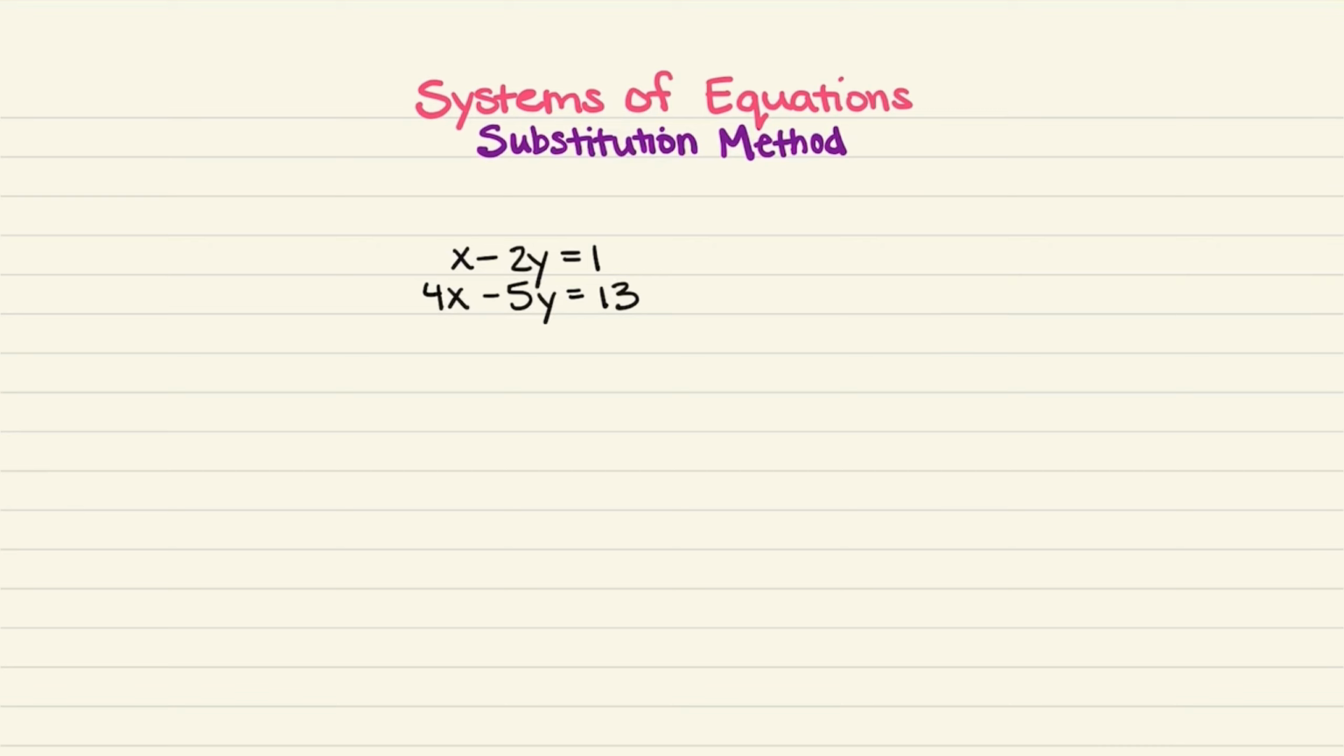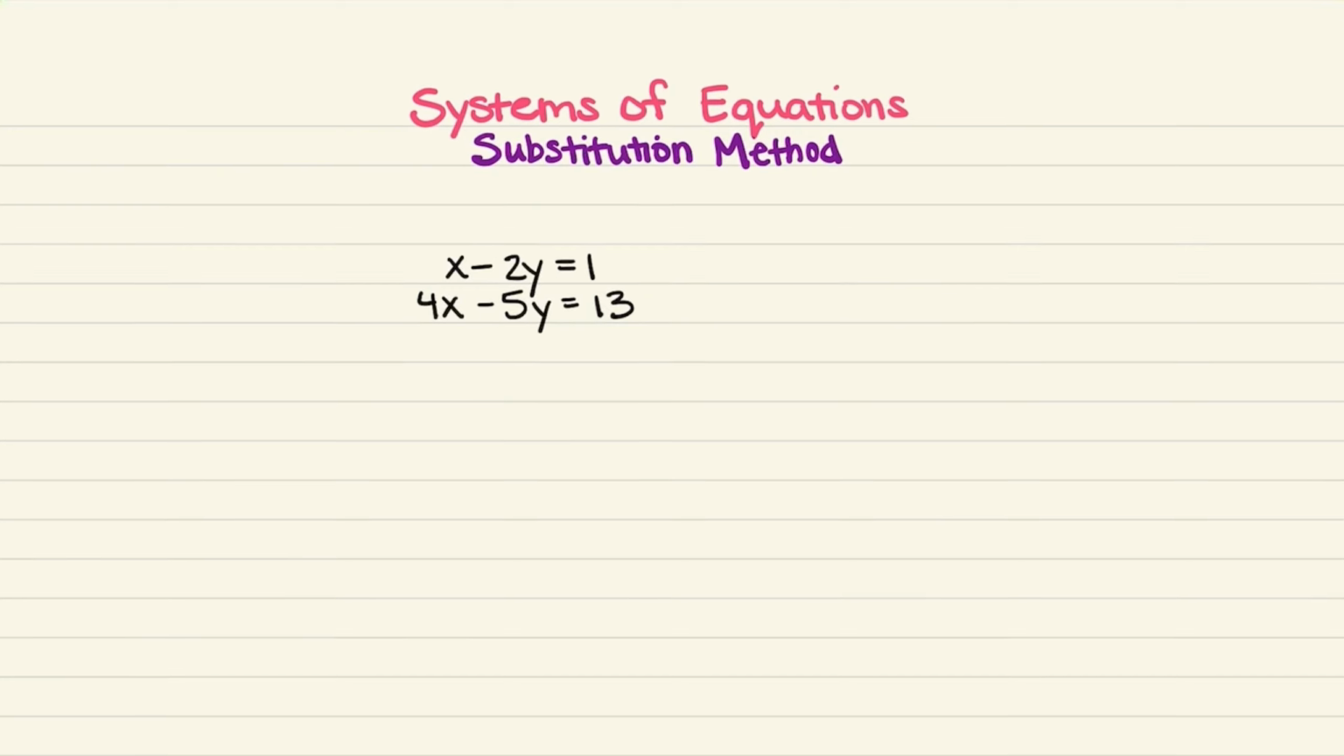Looking at these two equations, this one will be the simplest to isolate a variable because we have this x almost entirely isolated already. So I'm going to pick this equation and isolate the x. So let's bring this equation over here. X minus 2y equals 1. Add 2y to both sides. X equals 2y plus 1.